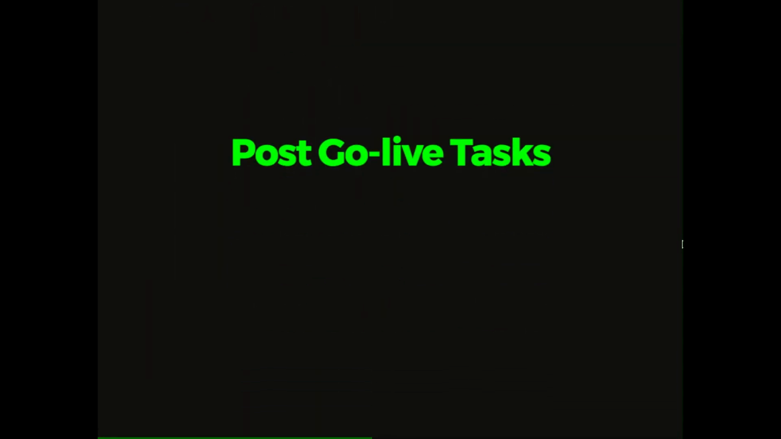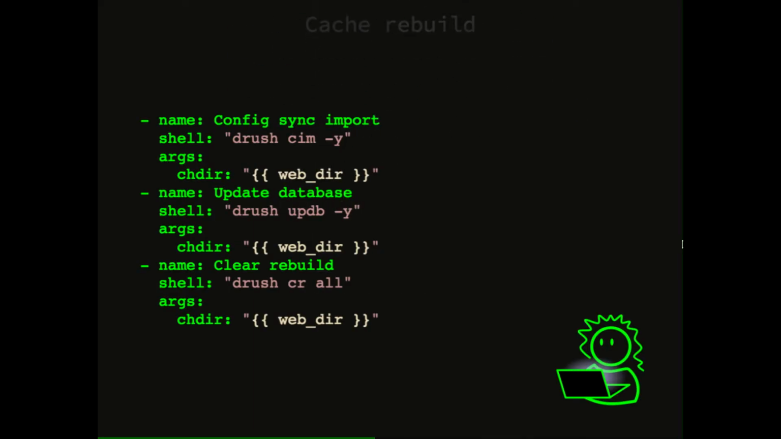All right, now we can do those post-go-live tasks, like config sync import, a database update, and a cache rebuild. So we use the same thing that we did before. We use the shell command, and we just run them all through Drush, like we would normally. So we have drush config-import -y, updb, and cr all. Same commands that you know as before, but we also have a different parameter here called chdir, which tells the shell module to change to this directory before running the command. So now we don't even have to keep track of where that directory is. We just use a variable, and we're done.